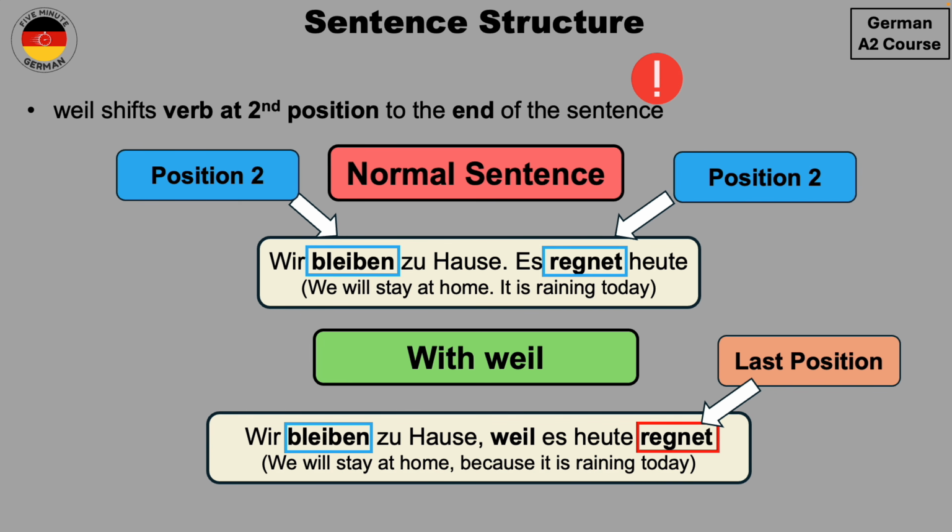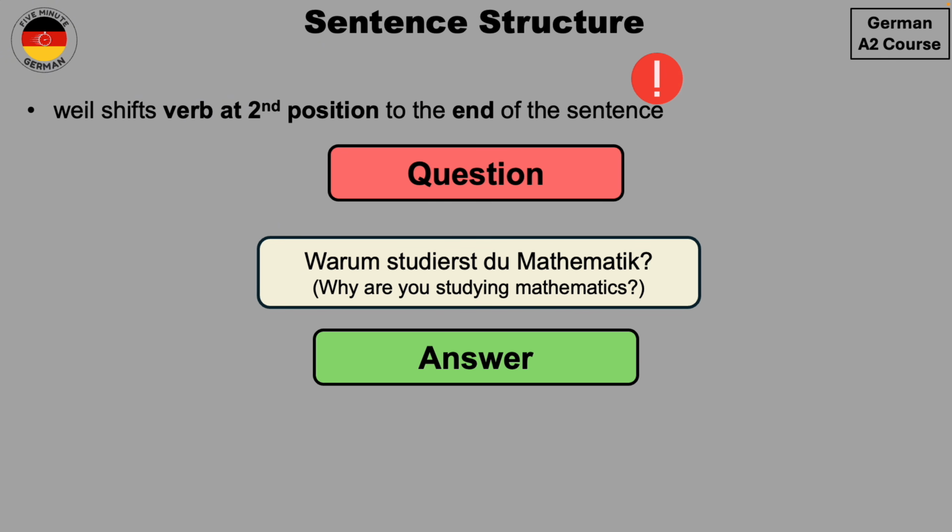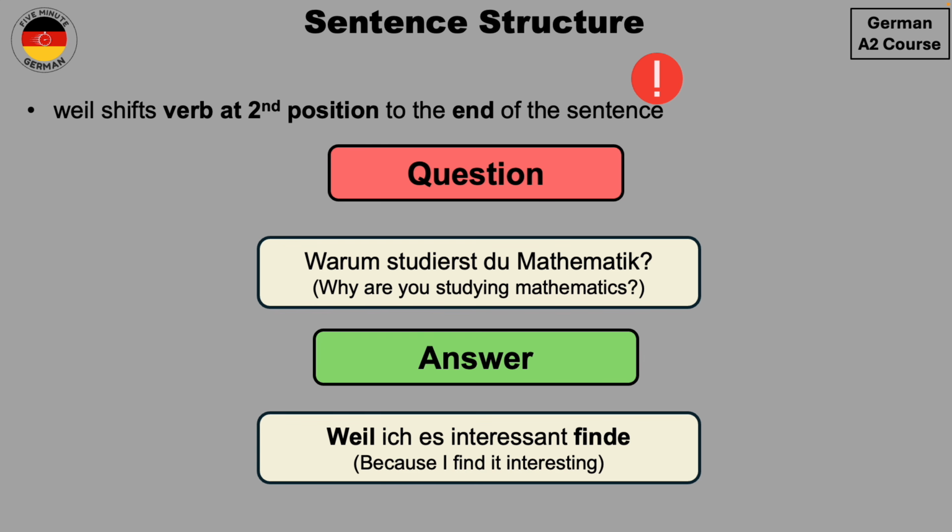We can also use weil if we want to give an answer to a question which somebody asks us. For example, if somebody asks you, Warum studierst du Mathematik? Why are you studying mathematics? Then you can simply say, Weil ich es interessant finde. Because I find it interesting. And over here you see that the verb, which is finde, goes to the end of the sentence.